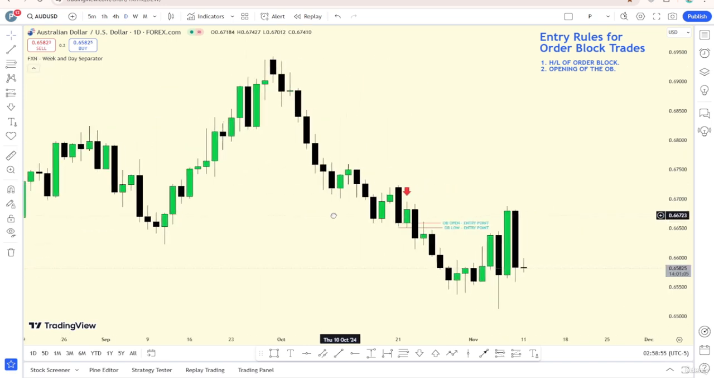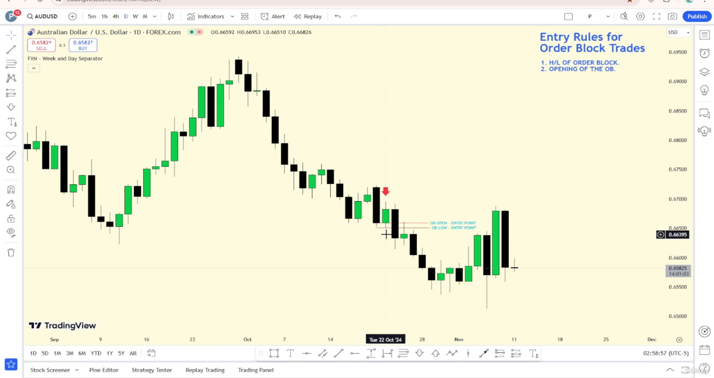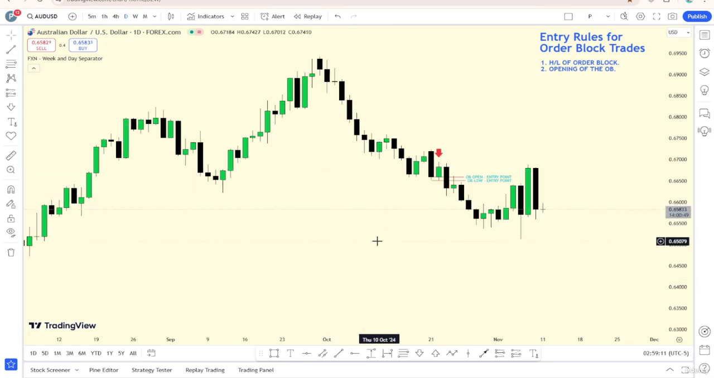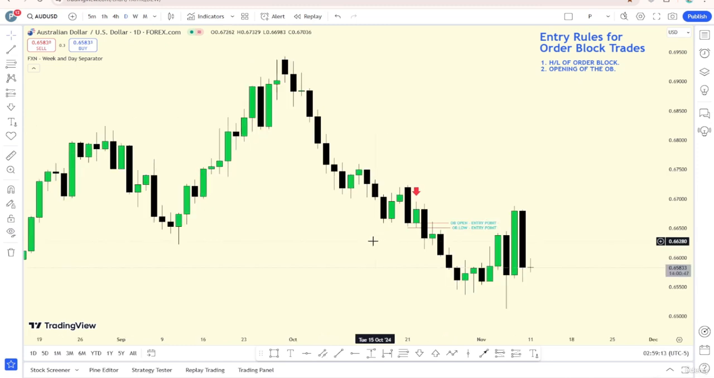So those are the sum of the rules. And sometimes, if the wick of that candle is maybe too big, you can use between the low and the opening as your entry point when the market gets into that area. So basically, that is an example of a bearish order block.